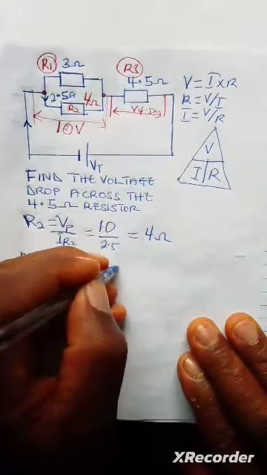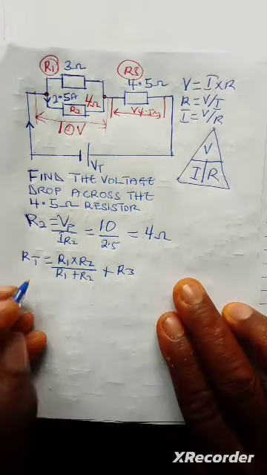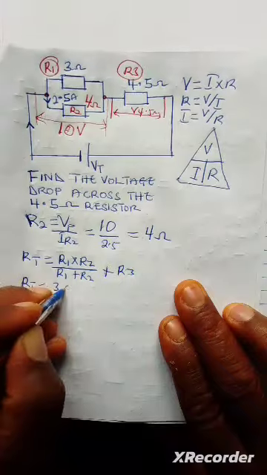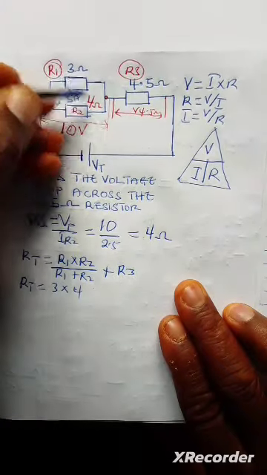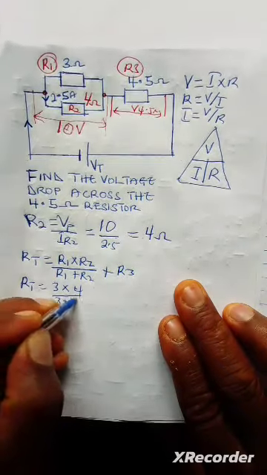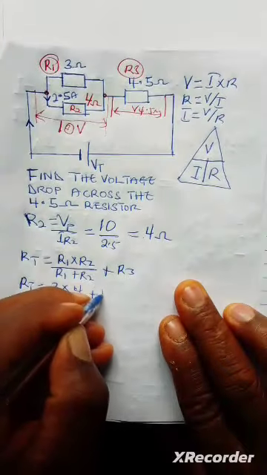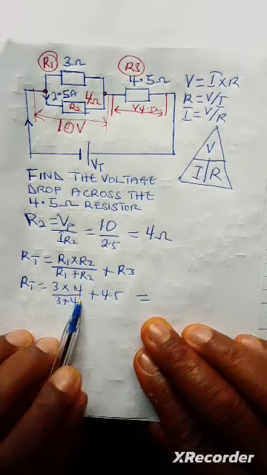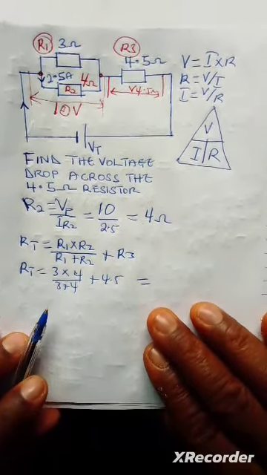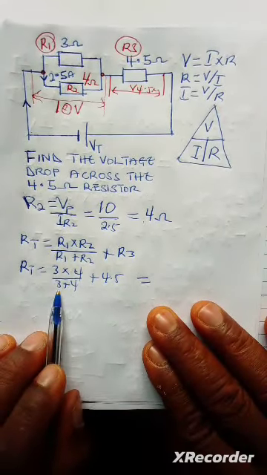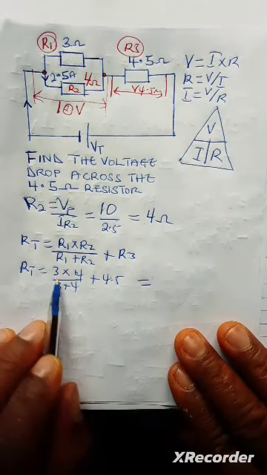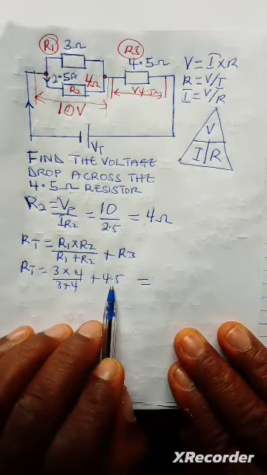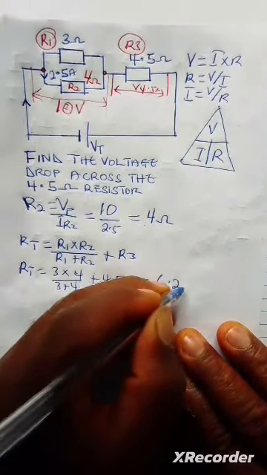Plus the R3. So here we have total resistance equals 3 times 4 over 3 plus 4, plus 4.5. 3 times 4 will give us 12, and 3 plus 4 will give us 7. So 12 divided by 7 will give us 1.7. 1.7 plus 4.5 will give us 6.2 ohms.